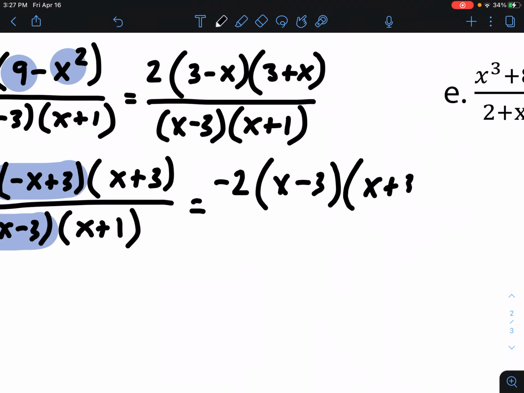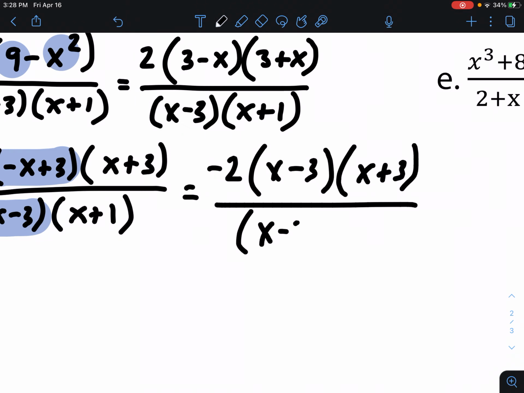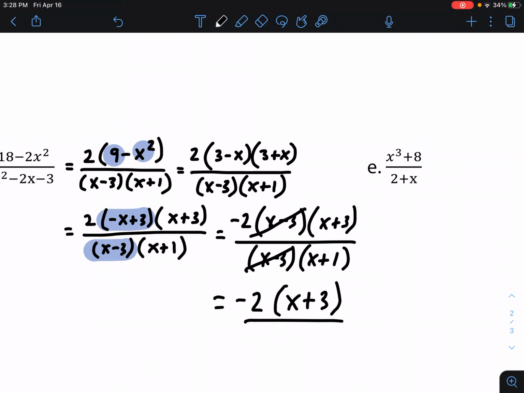x plus 3. And then that's all over x minus 3 and times x plus 1. Wow. I wasn't kidding. It is tricky. There's just lots of steps. And I think some of you guys get frustrated with lots of steps. But now we're down to a point where we can cancel this binomial and this binomial. And what we're left with is negative 2 times x plus 3 over x plus 1. I'll put it in parentheses for y'all.